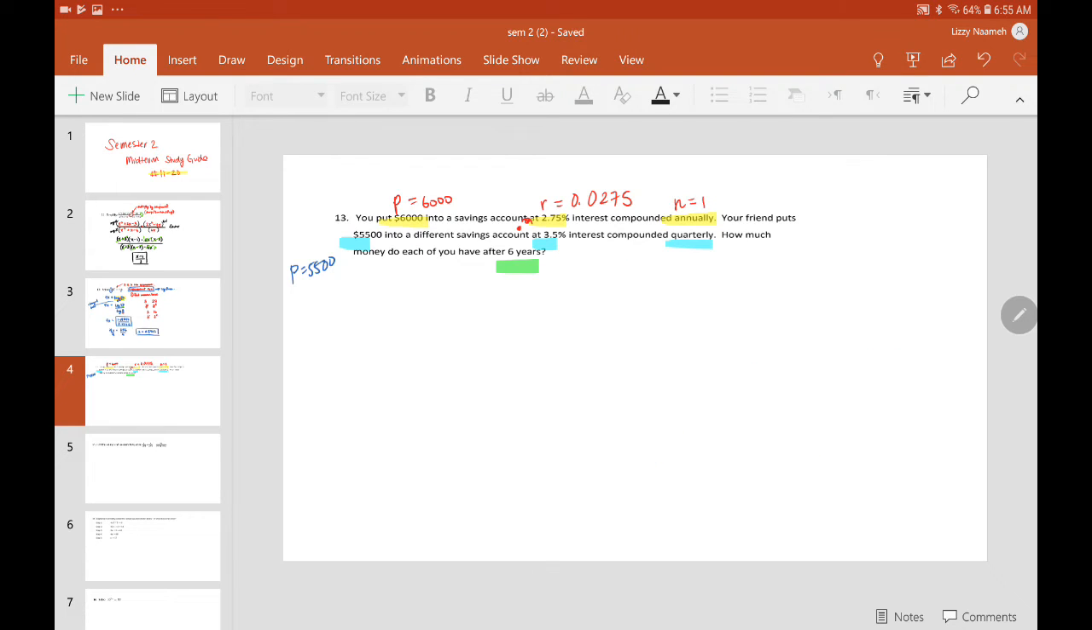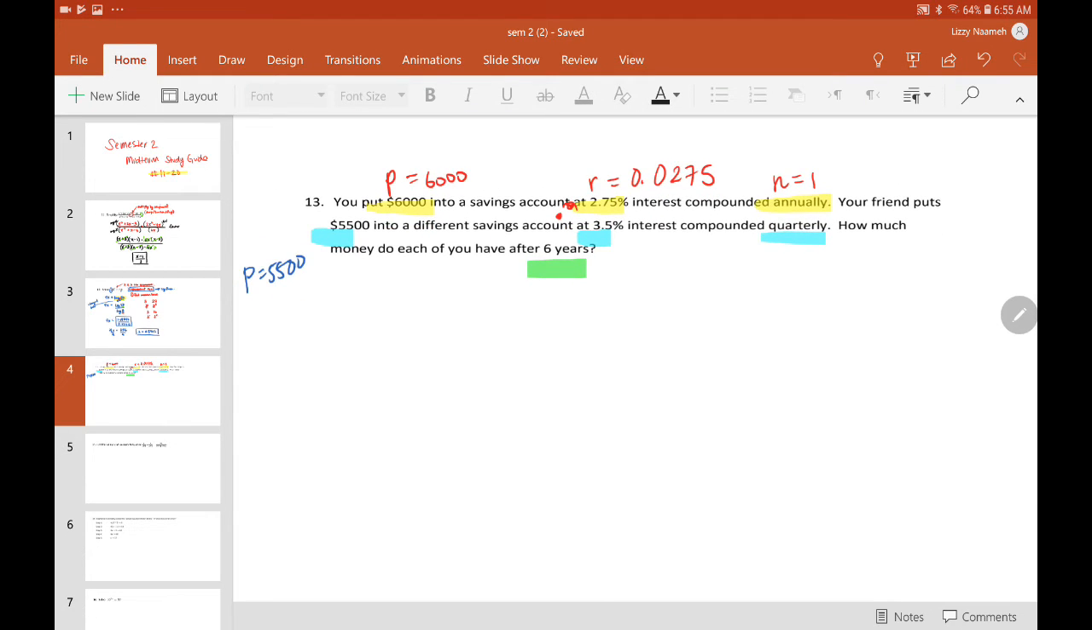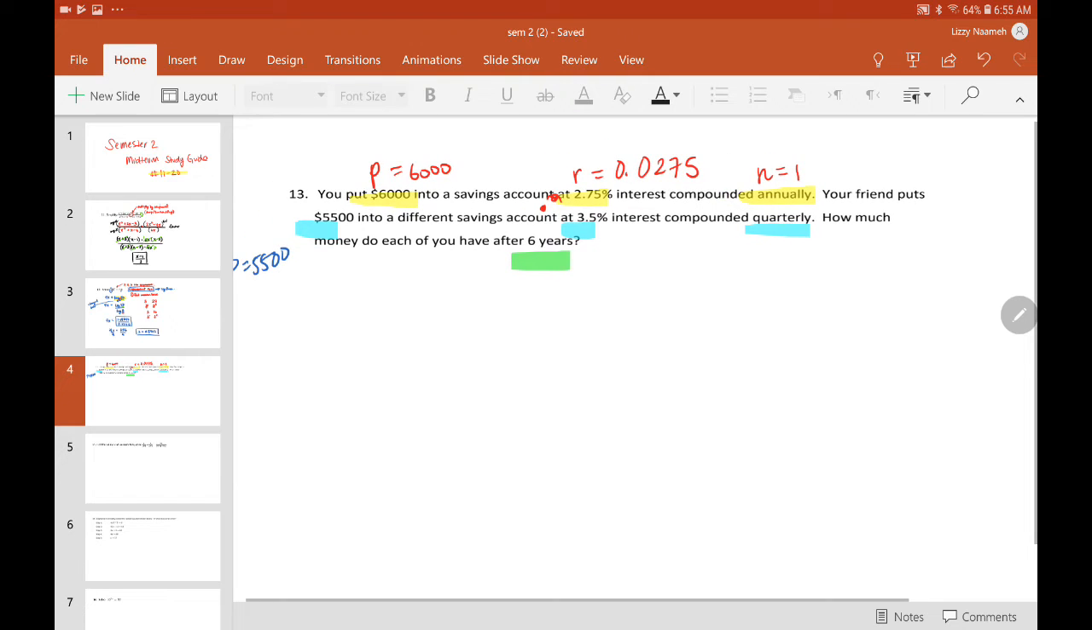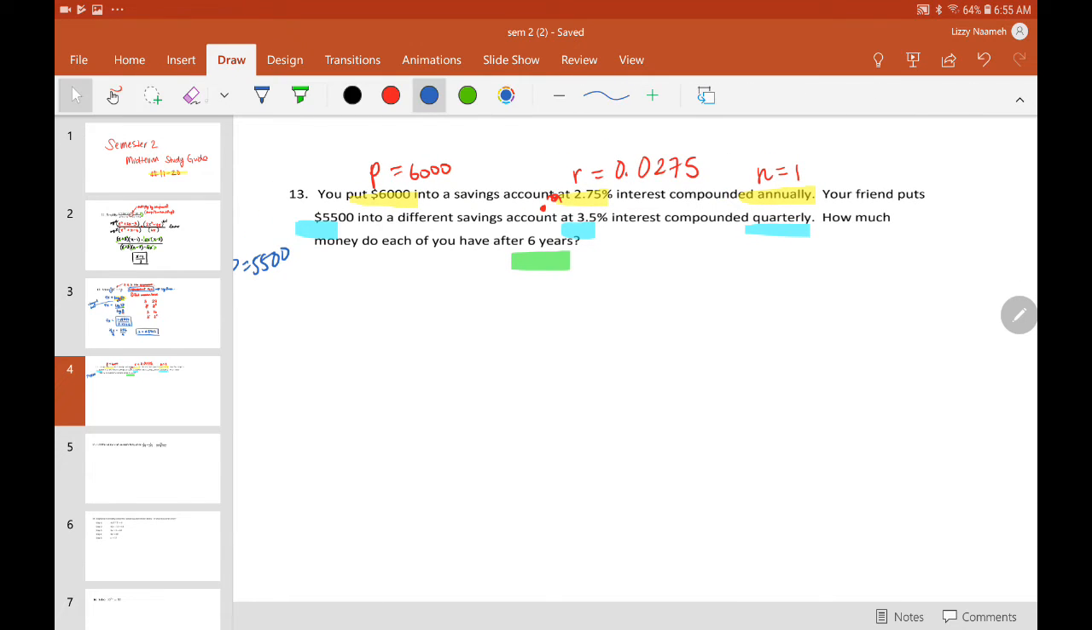Okay, so for the second friend, the principal was 5,500. The interest rate right here, moving the decimal over 2 spots, is 0.035, and compounding quarterly means that n equals 4 times per year. And finally, notice that down here it says how much time do you have after 6 years, so we'll use 6 years as our t for both.